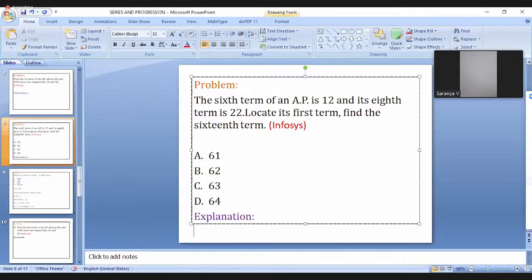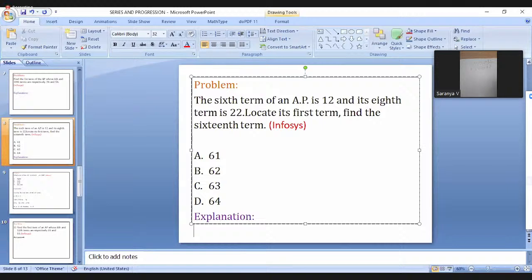Same thing. We know the nth term, the general term. That is what? Tn is equal to a plus n minus 1 into d. So in that series, we need to find the first term, that is a, and then the 16th term. Got it?